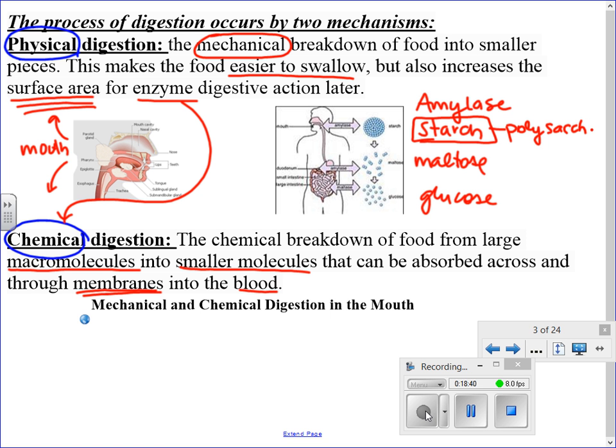Would anyone like to ask any questions about physical or chemical digestion? Yes.